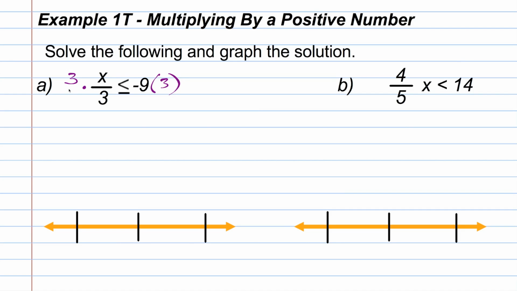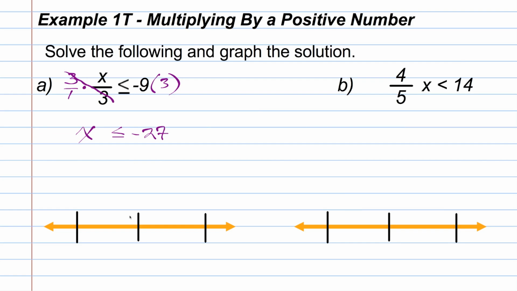On the left-hand side, if you don't understand what's going on over here, I tell my students a lot of times that if you put a 1 there, you can imagine that these numbers cancel out. In essence, this becomes 3x over 3, and the 3's can reduce. So that leaves us with the variable now isolated, x. We bring down the inequality sign in the middle, and negative 9 times 3 is negative 27.